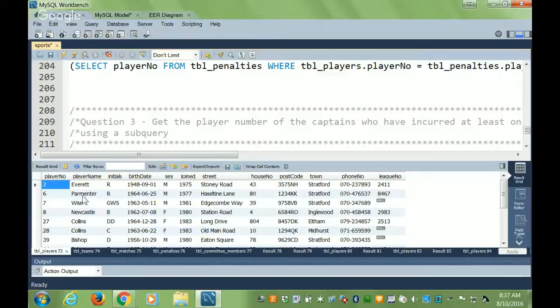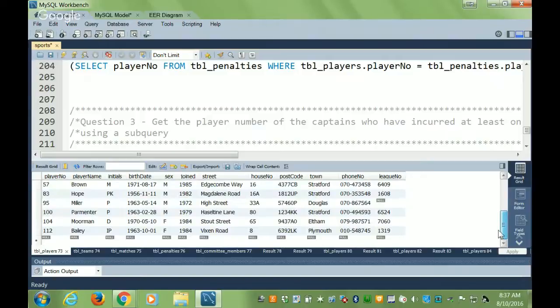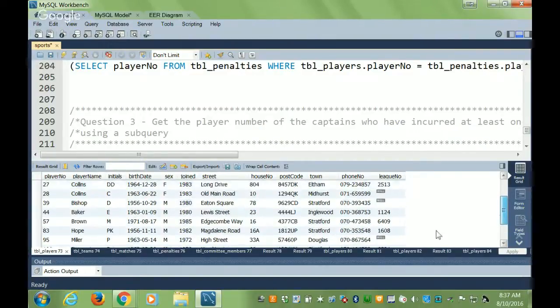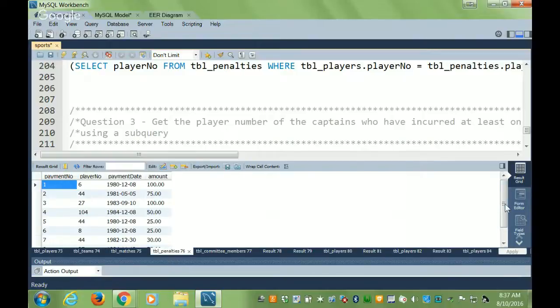R. Permenter, 627. D.D. Collins, and 112. But 112 never paid a penalty. So the 2 captains are 6 and 27. So this tells me there are 3 captains, 6, 27 and 112, and this tells me what their names are, but the penalties table tells me that 112 never paid a penalty. So the only 2 people who are captains and paid a penalty are 6 and 27.